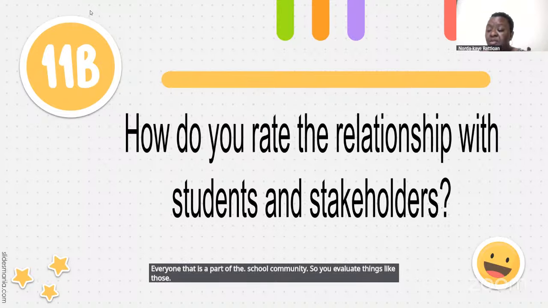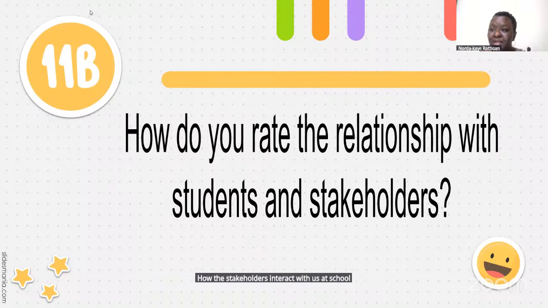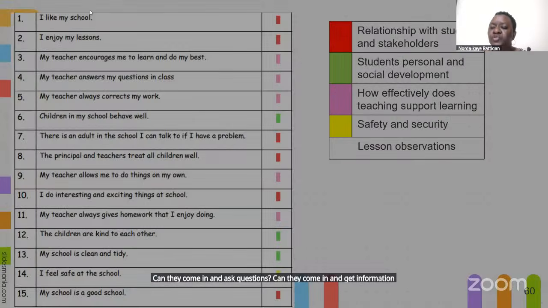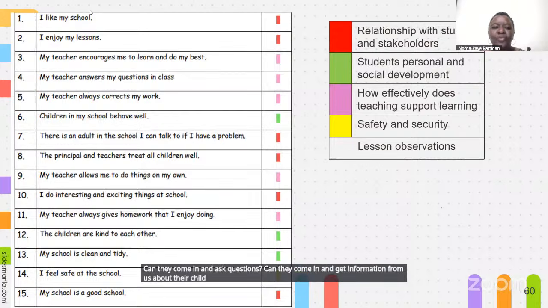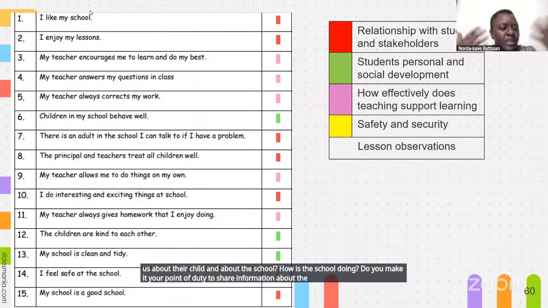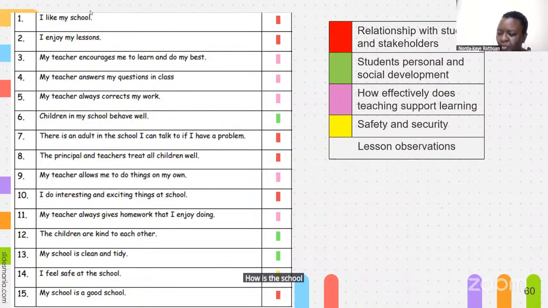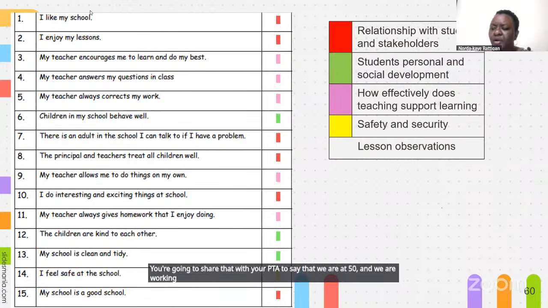How the stakeholders interact with us as a school. Are we accessible as a school? Can they come in and ask questions? Can they come in and get information from us about their child and about the school? How is the school doing? Do you make it your point of duty to share information about the school? If the school is operating at 50% literacy, you're going to share that at your PTA to say that we're at 50 and we're working towards 60, and we need your help as parents to do so and so and so.